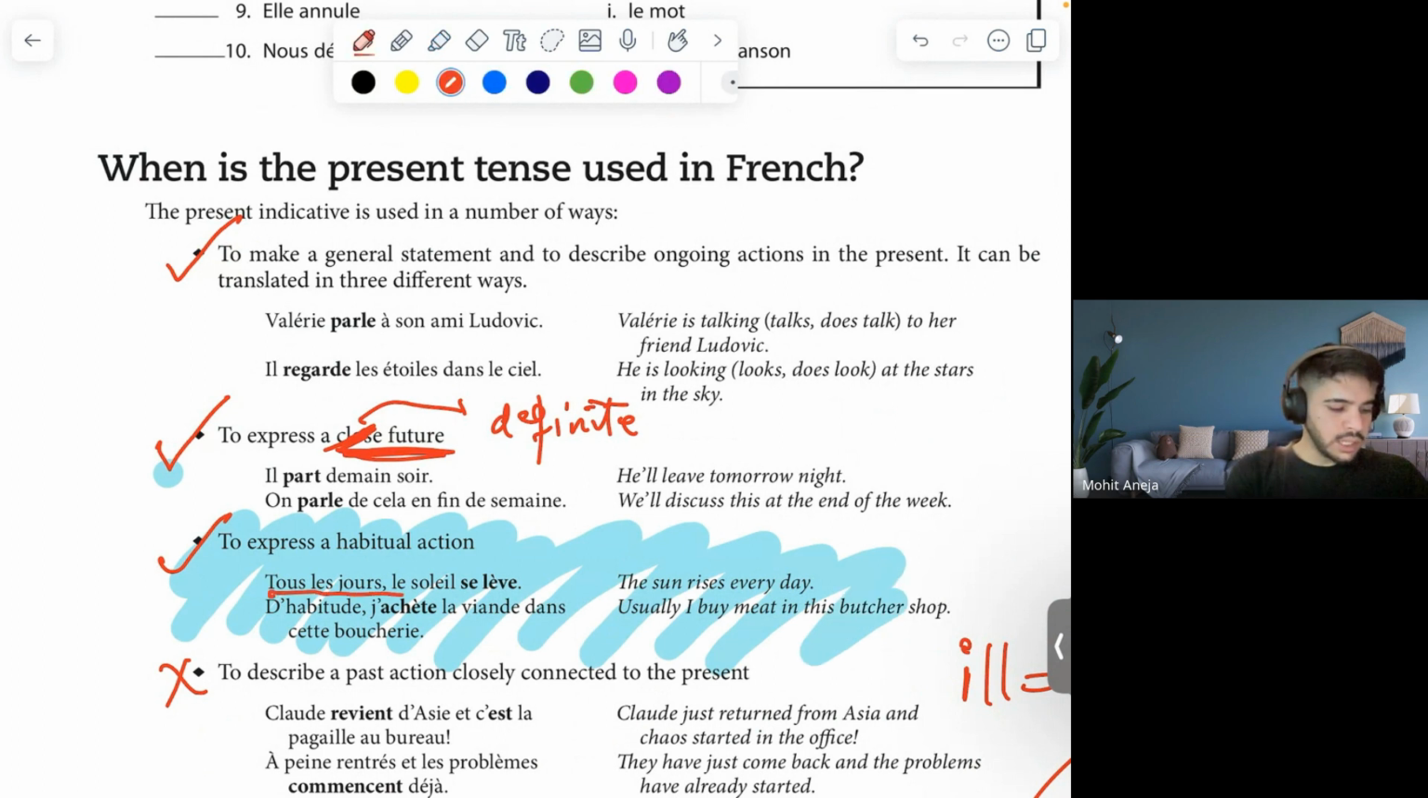Tous les jours, le soleil se lève. Every day the sun rises. The sun rises itself. Of course, the sun doesn't wake anyone else up. The sun doesn't wake you up. Okay? In the sky, the sun itself rises. So which verb have we used? A pronominal verb here.